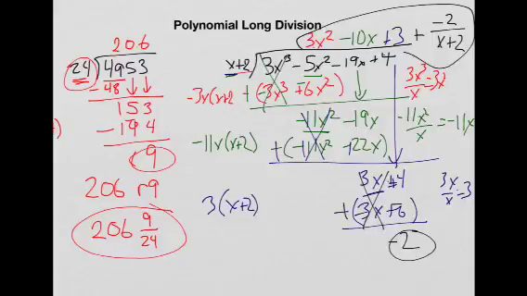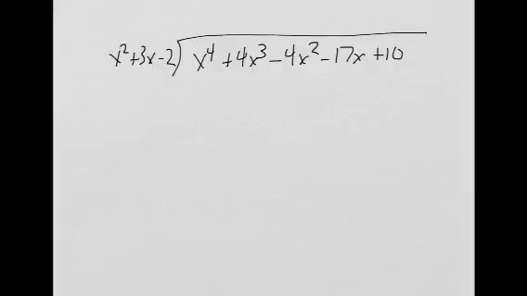It's pretty much the same method we use with long division of numbers, except in a way I think it's nicer because I'm just looking at leading term by leading term and then seeing how the rest of it carries out. So let's look at another example. Yipes! This one looks worse, but it's actually not. It's just about the same. x to the fourth plus 4x to the third minus 4x squared minus 17x plus 10 divided by x squared plus 3x minus 2.